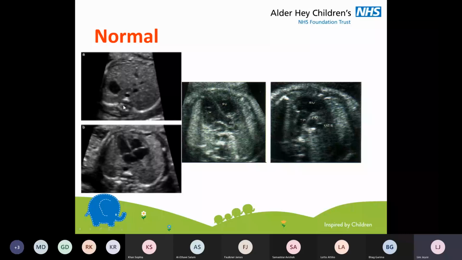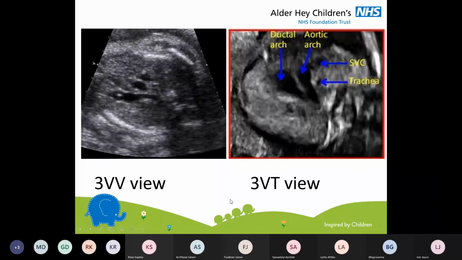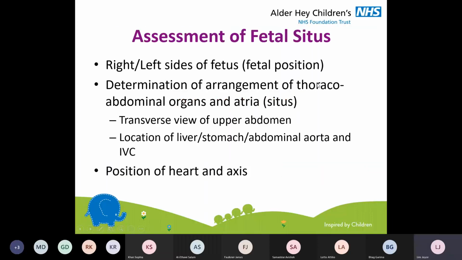As I said, situs, stomach has to be on the left. The heart has to be placed in the left, with the apex pointing to the left itself. The axis should be about 45 degrees, not more, not less. Okay. The 3VT view. So PA, aorta, SVC, or ductal arch, aorta, SVC, and the trachea is right in the center here. All right, so situs view.